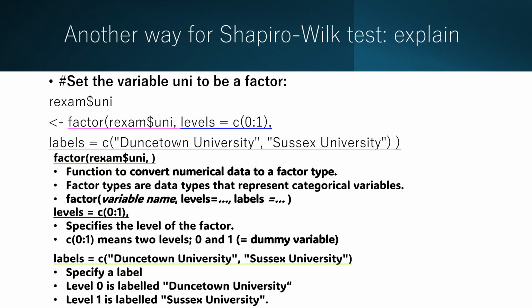Next slide is the detailed explanation. Factor is a function to convert numerical data to factor type. And this is levels, which specifies the levels of the factor. And labels is here: Dunstown University and Sussex University. Level 0 is labeled Dunstown University. Level 1 is labeled Sussex University.